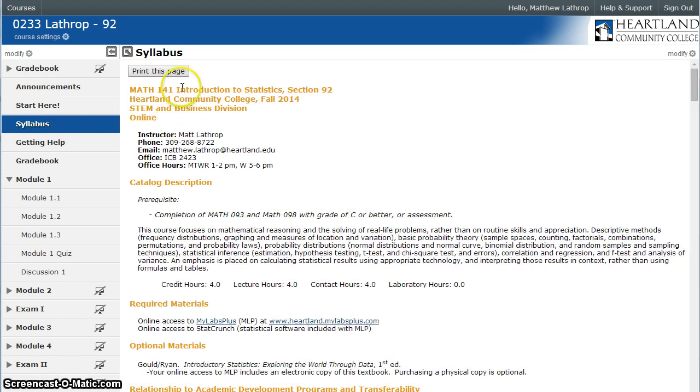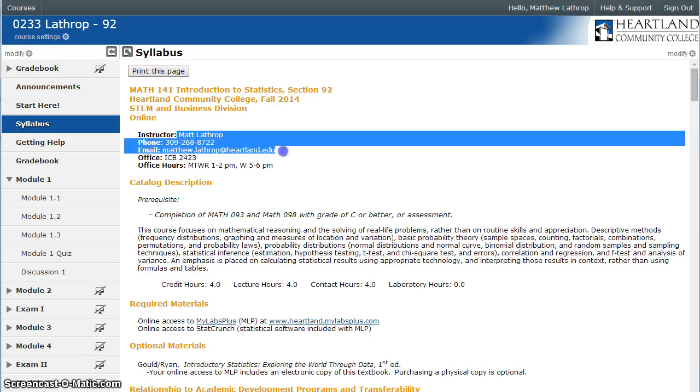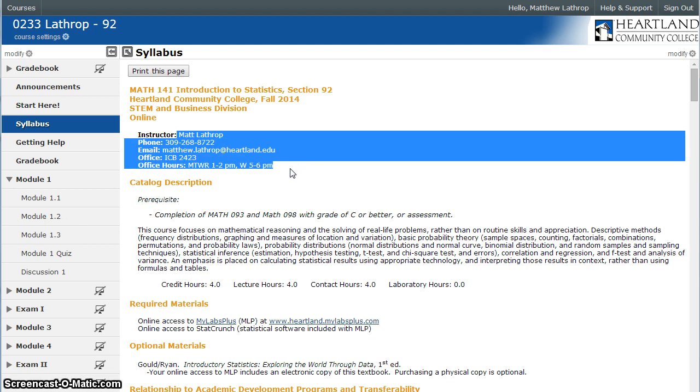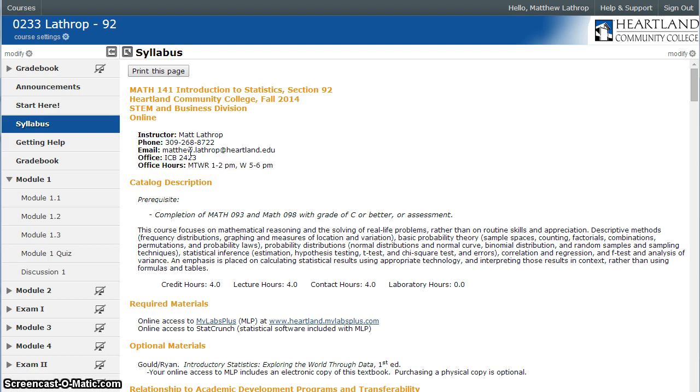If you want to retain a printed copy of this, you can use the print this page button or the print feature in your browser to print off a copy of this. But this has my contact information, my office phone number, email, office number, and office hours. You're certainly welcome to use any of those means to get in touch with me. However, I would encourage you to use email or stop in my office during office hours. But the phone works as well, but email is usually the most reliable way to get a hold of me.